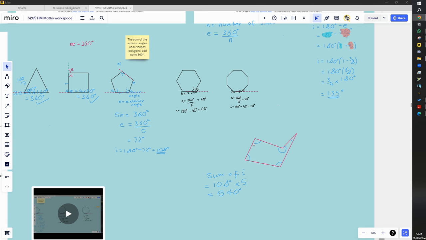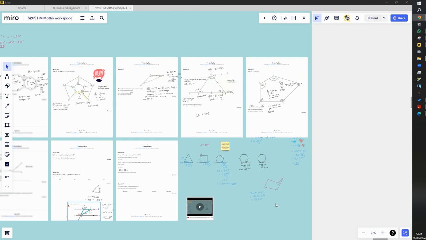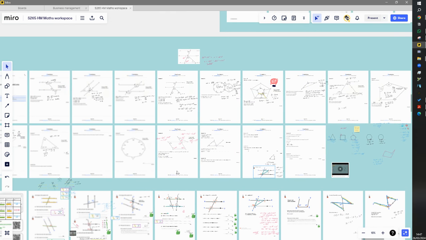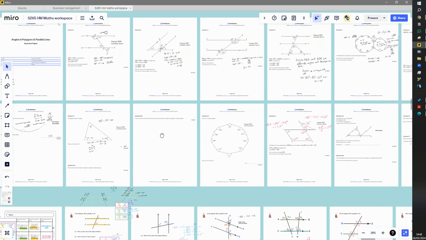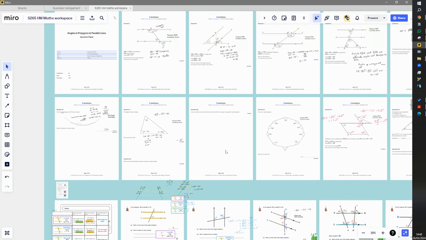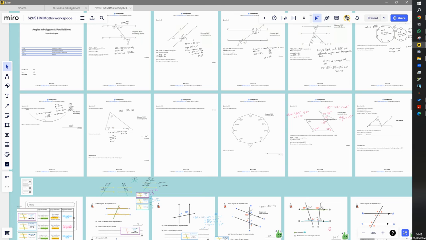And so if you knew some of these angles, you could work out the remaining ones. So that's kind of what you've got to do on some of these questions here. But I won't have time to go over that at the moment, unfortunately, so I shall stop the video there.